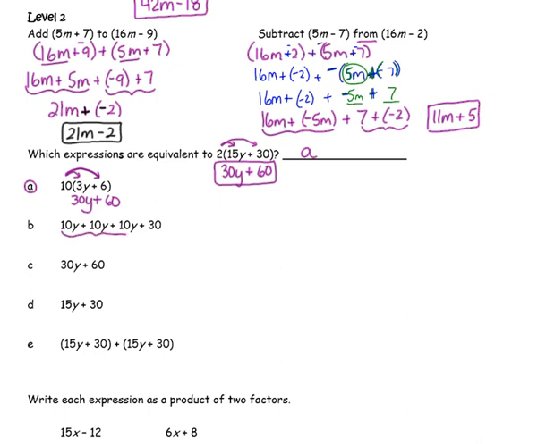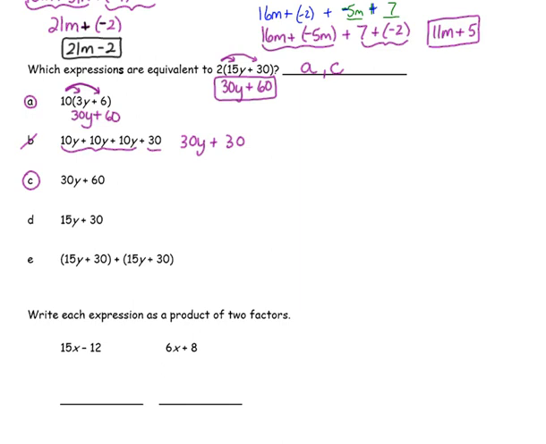B, these are like terms, so that's going to give us 30y plus 30. This one is not equivalent. 30y plus 60, C is equivalent. 15y plus 30 is not equivalent. This is all addition, so we can combine our like terms. 15y plus 15y is 30y, and 30 plus 30 is 60. And that is also equivalent. So 3 of the choices are equivalent.